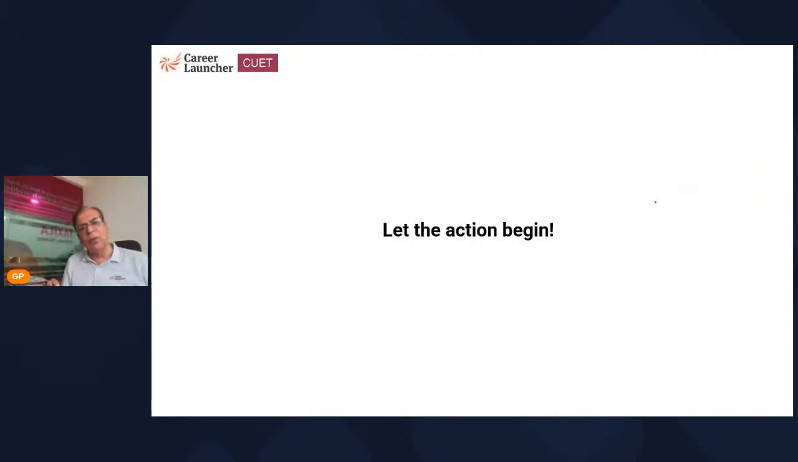So what we'll do now is look at the actual paper which has been put up by NTA on the website. Let us take that paper and try to apply this approach which we have just talked about.